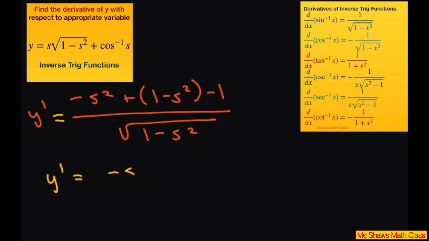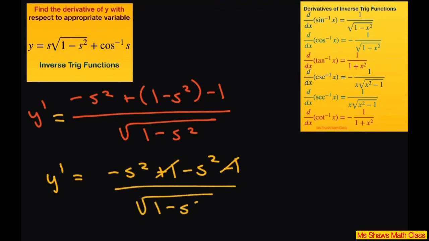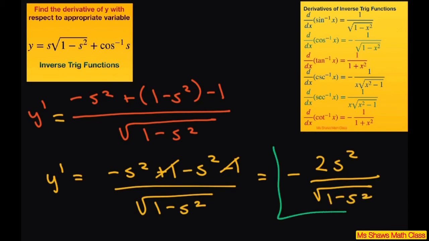That's going to be negative s squared plus 1 minus s squared minus 1. So what happens here is the 1's cancel. And then we have our square root of 1 minus s squared. So this is going to equal negative 2 s squared, all divided by square root of 1 minus s squared. And this is your final answer.